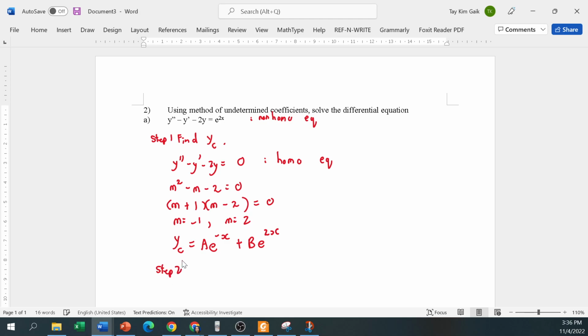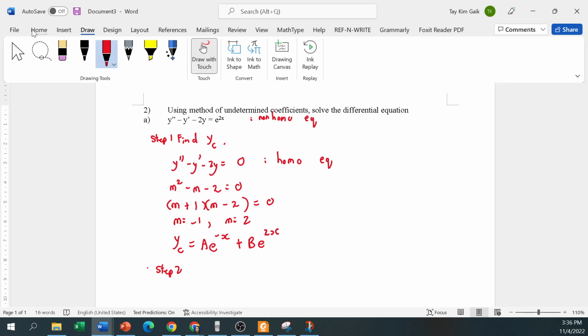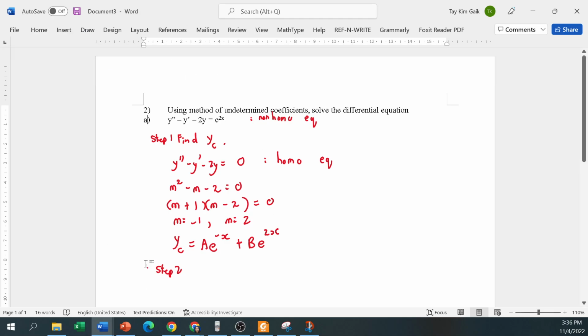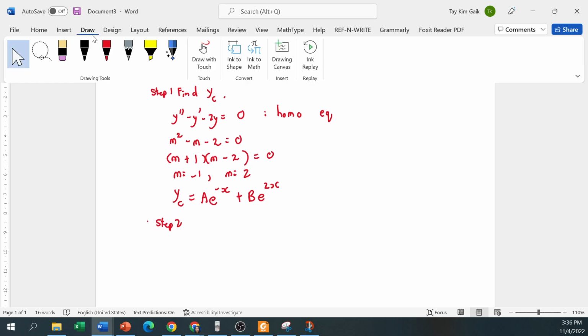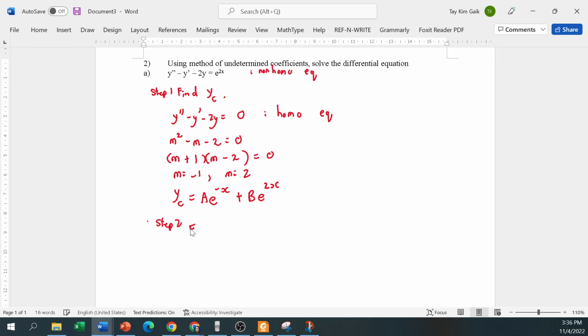Step 2, you find the yP, the particular integral. This is called the particular integral.